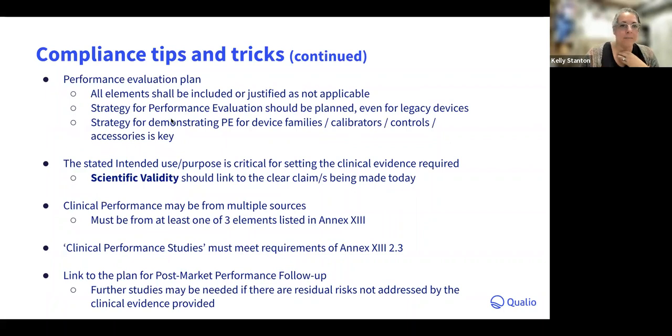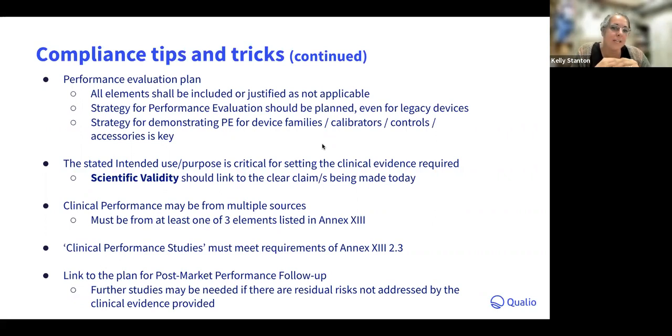More compliance tips and tricks: performance evaluation plans. All elements required by the standards need to be included. Even if they're not applicable, that section of your plan should justify very clearly why this is not applicable to your device. You want to have a strategy for performance evaluation, even for your legacy devices, and your strategy for demonstrating performance evaluation for device families too. You can group these things into families, and how those things are related or similar is key to include in that documentation. Again, so you don't have to explain these things over and over again. Make it auditable, make it visible, put it in your plan.